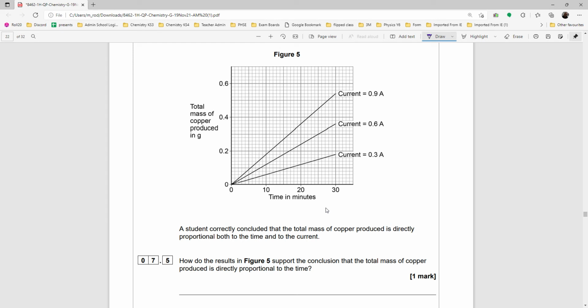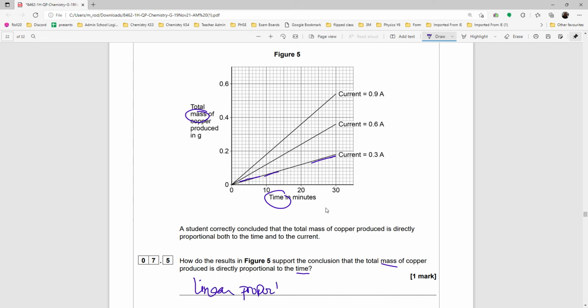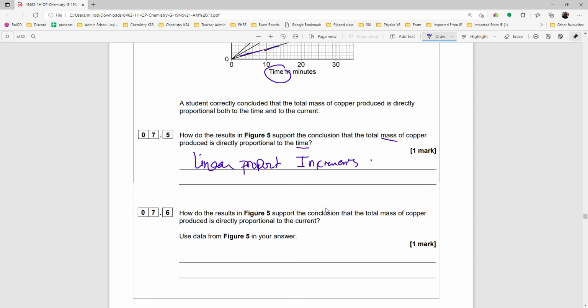Well, that mass is proportional to time. I'm going to circle mass and time. And for each of these lines, they are linear, which means they're a line. A linear proportion, which means that the increments for mass and time are proportional. Now the only problem is here it says directly proportional, so I'm not sure I could use the word proportional even if I use the word increments for mass and time. So I'm going to say it's a linear line.